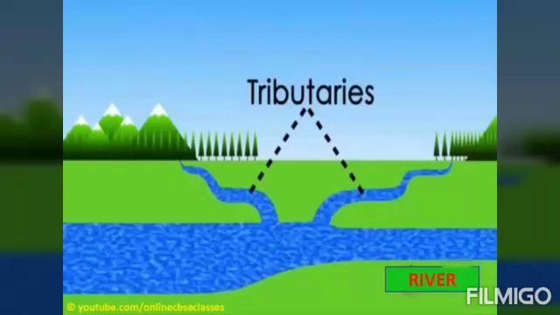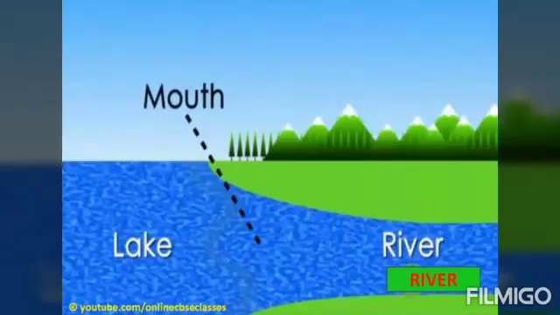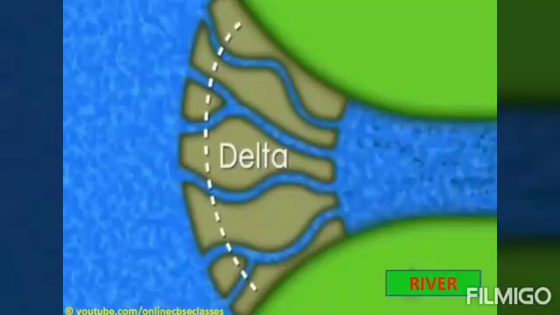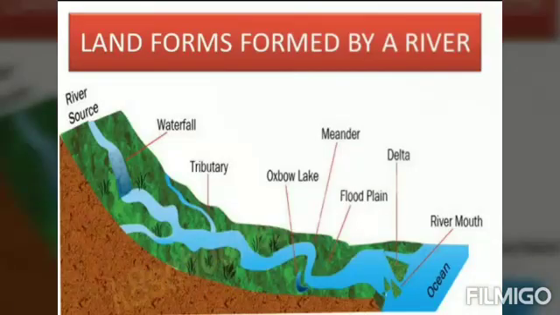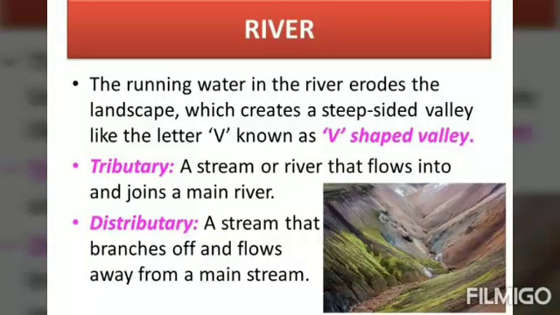Then tributaries. A tributary is a river joined with the main river. Lake, then mouth, river mouth. Then here, delta, the deposit of sediments in a fan shape formed by river deposition. See the pictures, landforms formed by a river: river, source, waterfalls, tributary, oxbow lake, meander, floodplain, delta, river mouth.